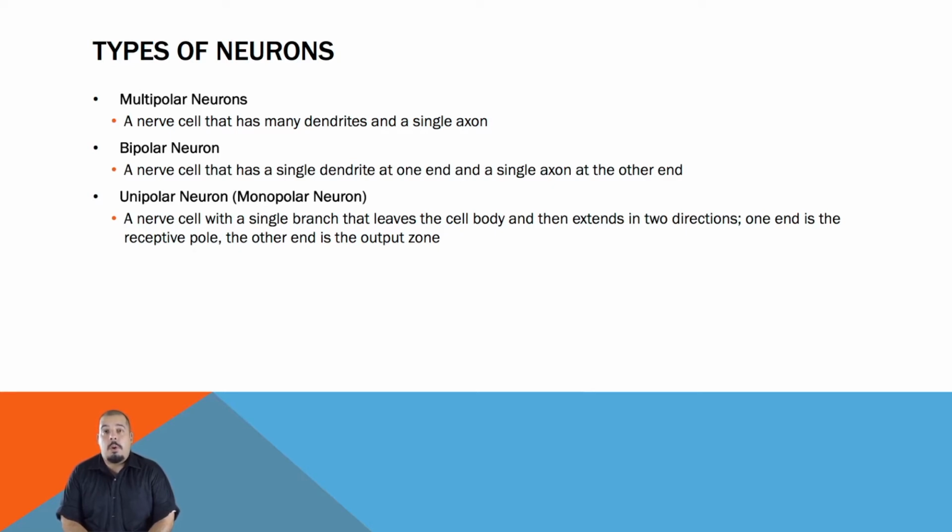And lastly, unipolar neurons. The soma is in the middle and has one extension that leaves the soma. It branches off and goes in two directions. One end is the input zone with branches like a traditional dendrite, and the other is the output zone. These types of neurons are used to transmit touch information from the body to the spinal cord.